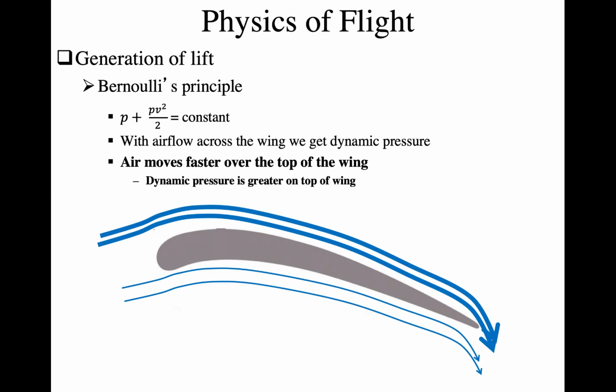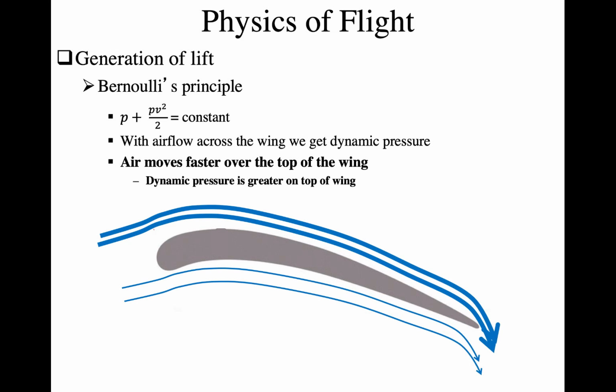The shape of a wing is such that as wind approaches the front of the wing and goes over the dorsal or top part of the wing and the ventral side of the wing, because it's curved, it moves faster over the top of the wing than it does on the bottom of the wing. And that's important. So the air is moving faster over the top of the wing compared to the bottom of the wing. That means there is greater dynamic pressure on the top of the wing, right?